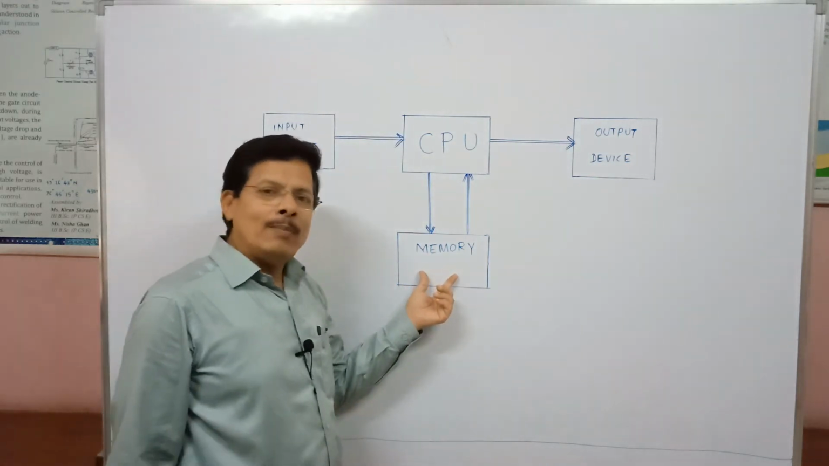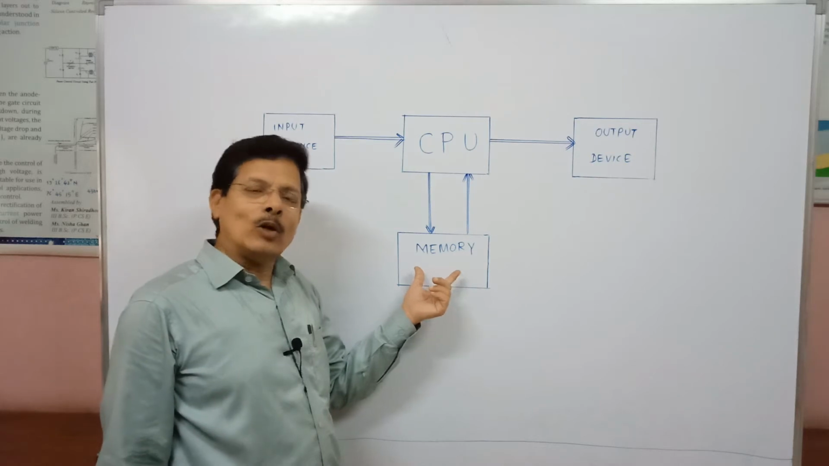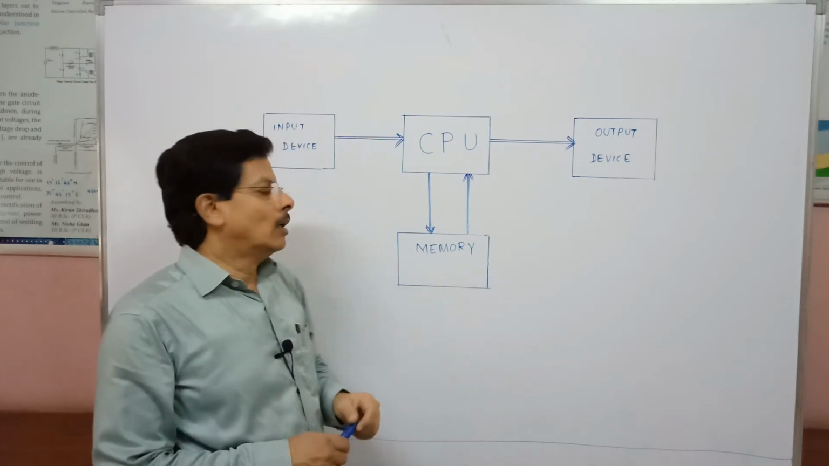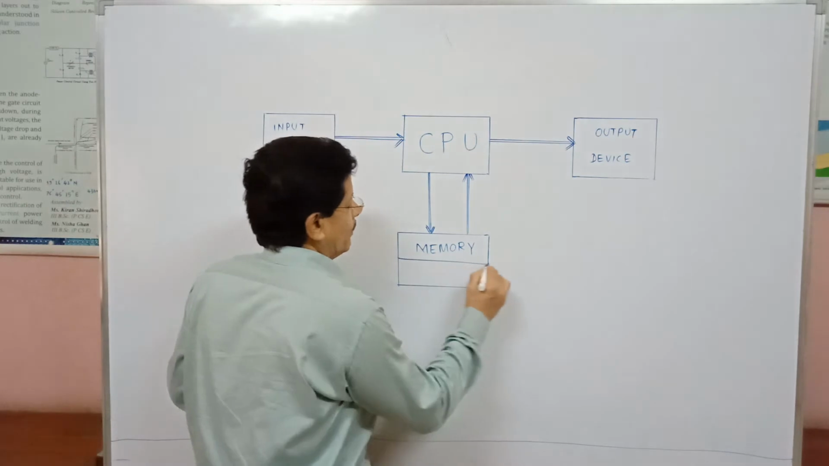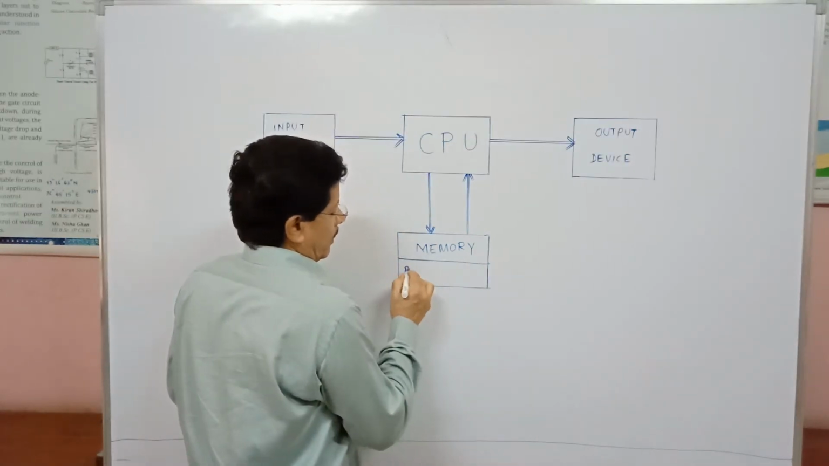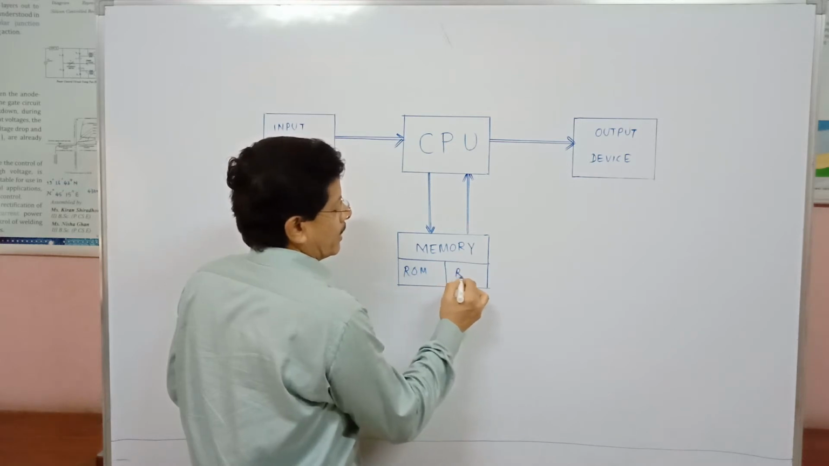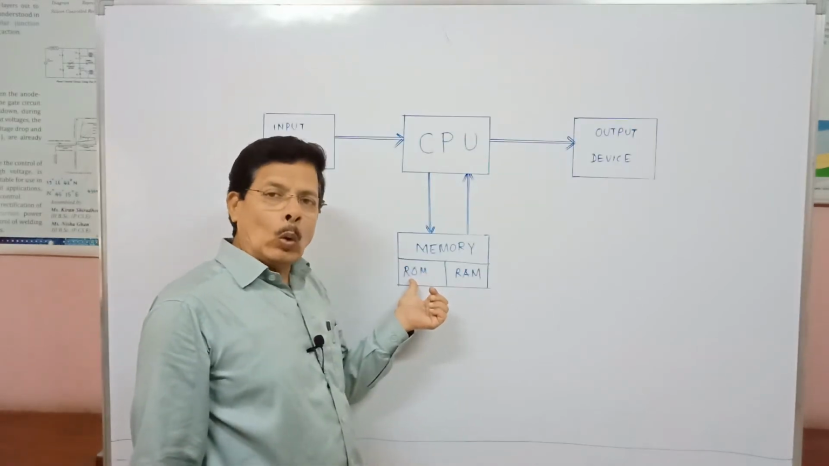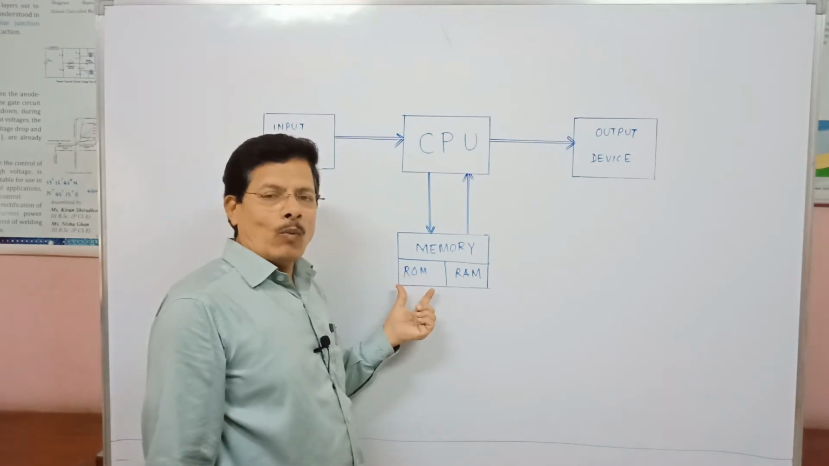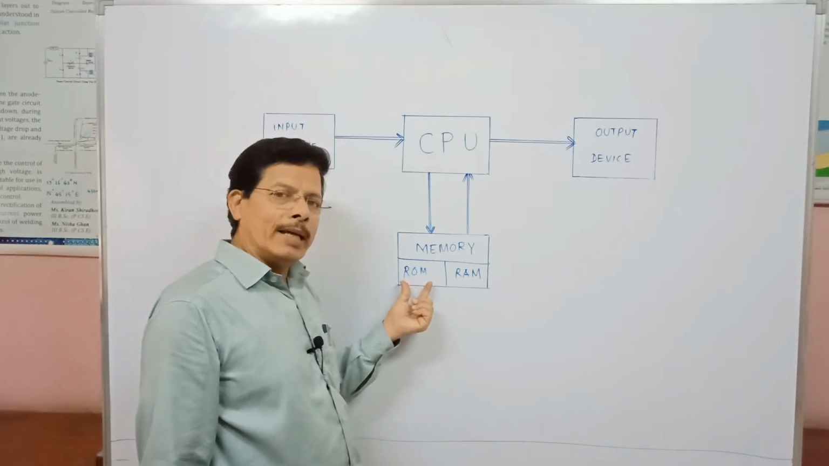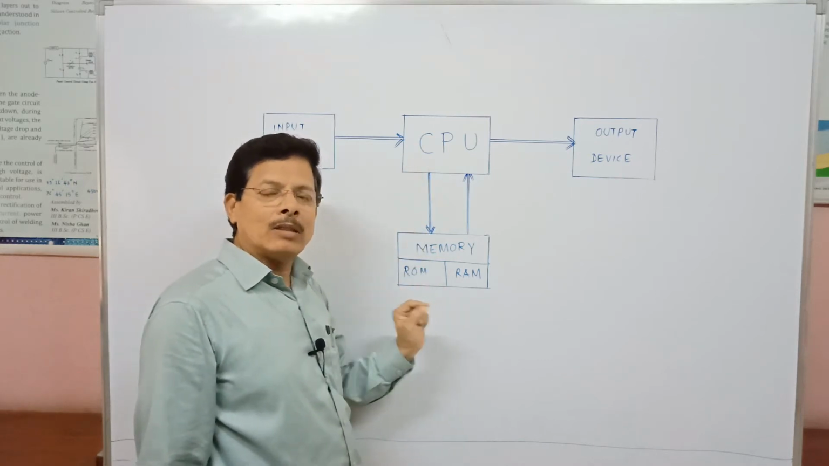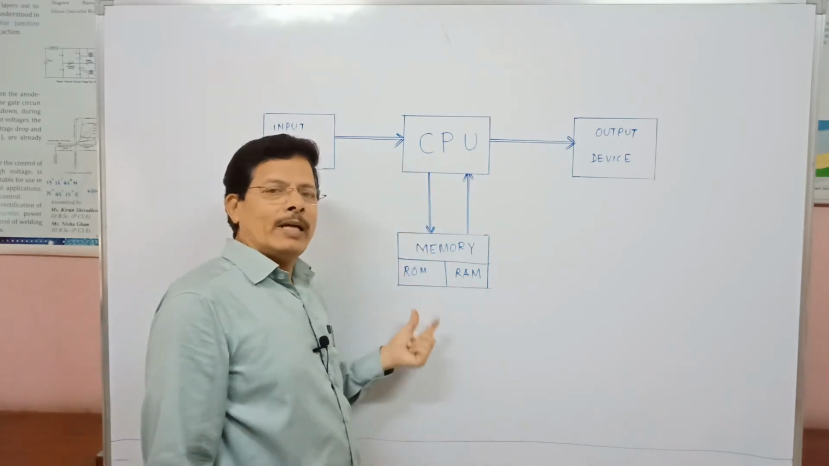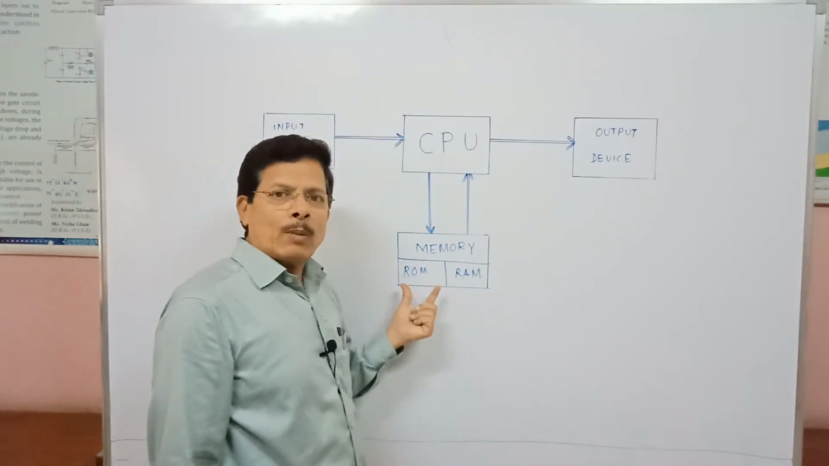So memory provides the program, memory provides the data, and memory can also be used to store information. This memory has two parts. One part is read-only memory, ROM, and the other part is random access memory, RAM. ROM means read only, programmed only once. The information written is there, and the central processing unit cannot write to this part of the memory. The CPU can read only, and that's why it is called read only memory. This is a permanent type of memory.